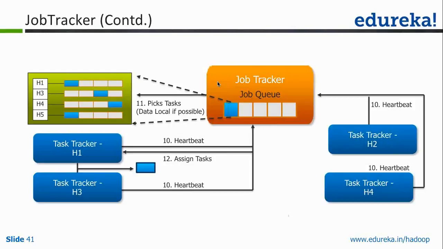Great. Let's move ahead and see what happens once the job has been assigned to the task tracker. There is a heartbeat associated with each task tracker with the job tracker. The job tracker keeps on sending heartbeats to the task tracker to figure out whether the data node is still alive or not. We know that it is very much possible that the data node may die. It is on commodity hardware, so it is possible.